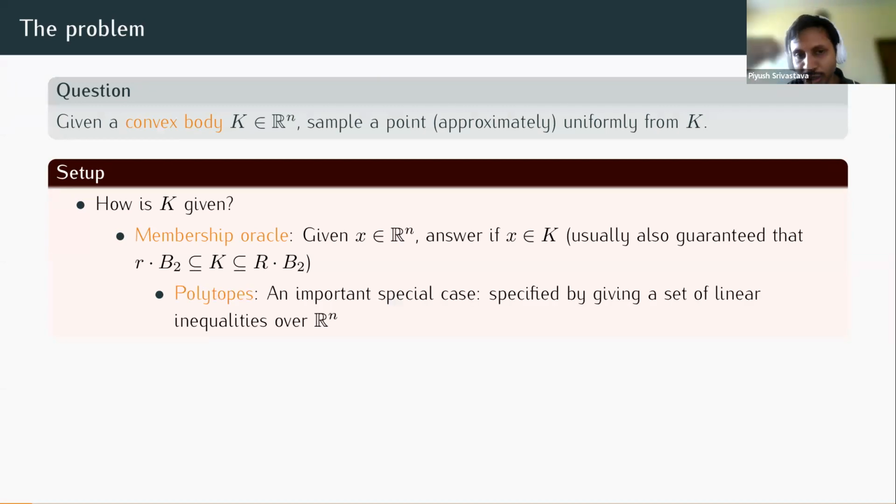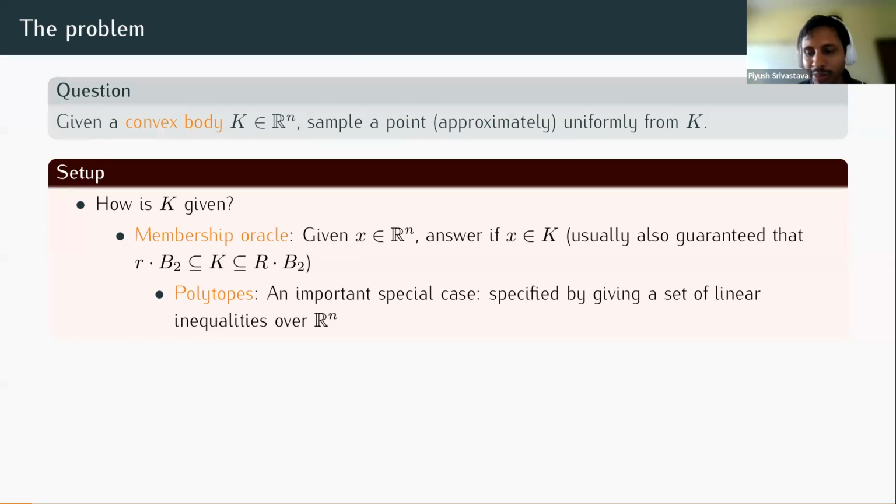Another important case is polytopes. Here you could have another reasonable representation, where the body is given by specifying a set of linear inequalities. So there are many reasonable ways of specifying a body. This specification by a set of linear inequalities is stronger. It implies the membership oracle clearly. So that's just to say how the body would be given.